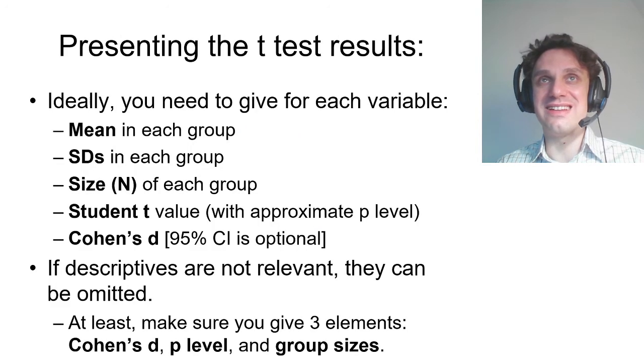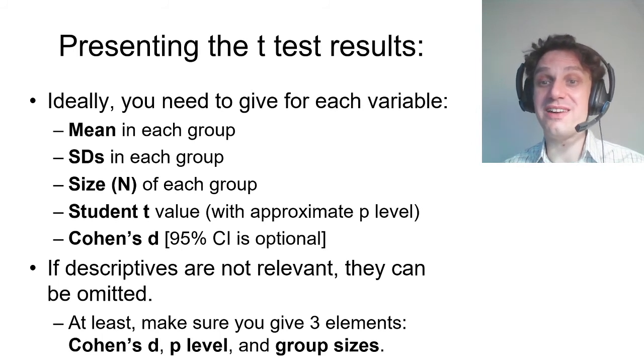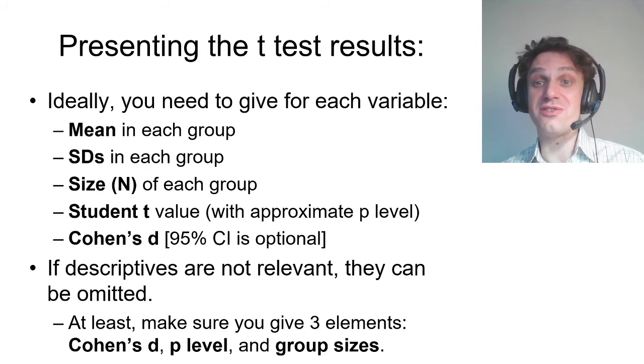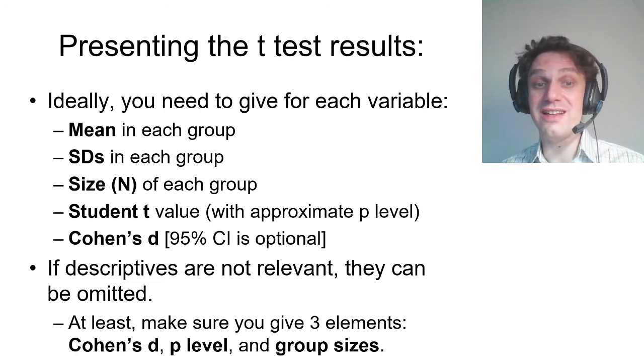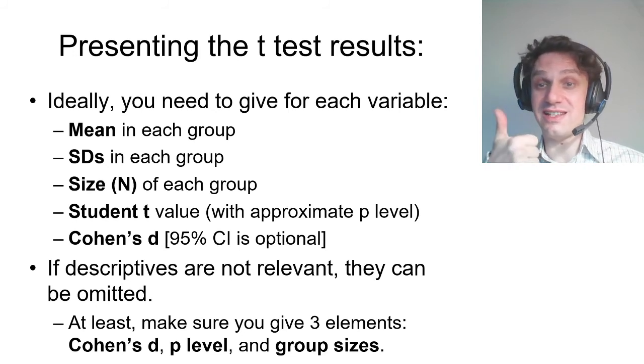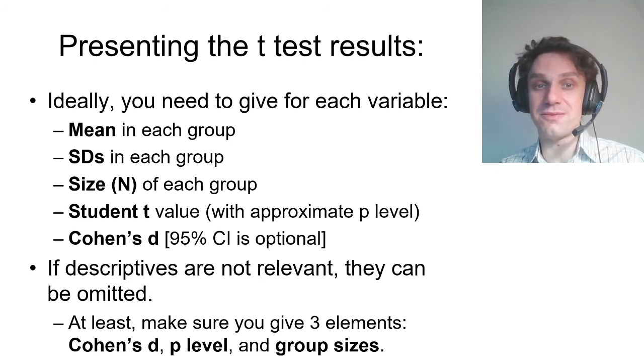Okay, so when you present the results of your t-test, ideally you would need to give descriptive statistics, the mean and standard deviation for each group being compared, the size of each group being compared, the Student t value, and Cohen's d. However, if you don't have much space in your paper, at least give Cohen's d and the p level, and the size of the groups compared should be evident.